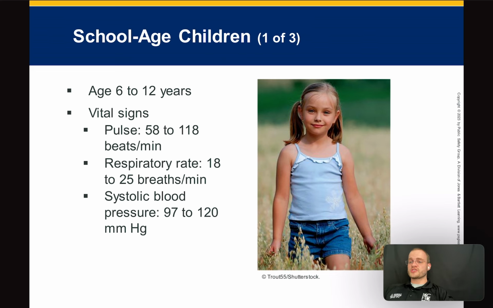Now, school age child. This is age 6 to 12. Notice their vital signs are getting a little bit more adult-like, but they're still not quite there. Their pulse rate is 58 to 118, respiratory rate 18 to 25, and the systolic blood pressure is getting closer to the adult systolic blood pressure, around 110 to 120 ish, which is probably where most adults sit.